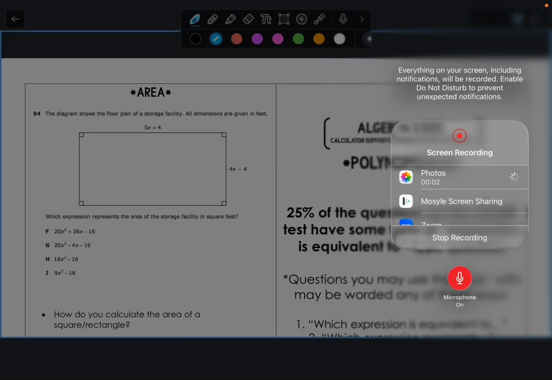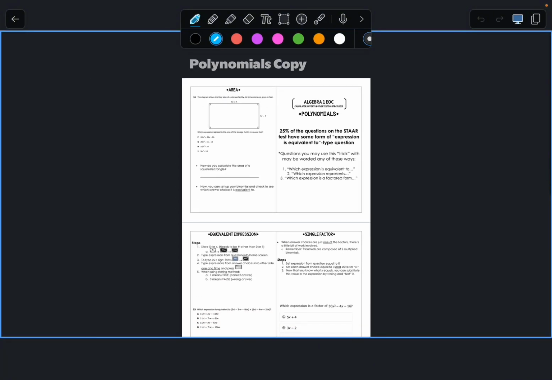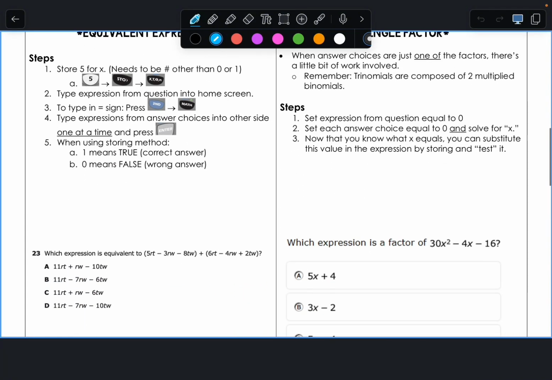Okay, so it says 25% of the questions on the STAR test have some form of "expression is equivalent to" type question. Questions you may use this trick with may be worded in these ways. Which expression is equivalent to? Which expression represents? Which expression is a factored form of? Okay? That's a whole fourth of the test that you need to be passing. 25%. Or not even a fourth because you need a 70.